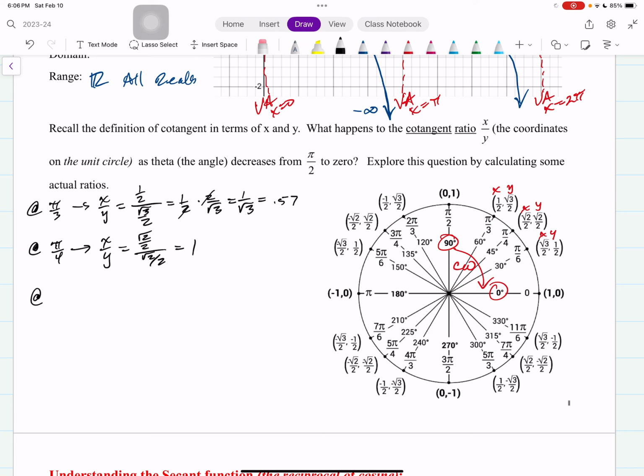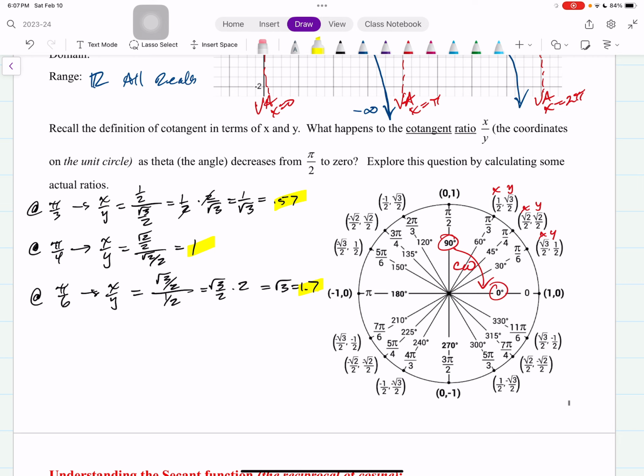And then at pi 6, the ratio of x to y is equal to root 3 over 2 divided by 1/2. Here, if you take root 3 over 2 times the reciprocal, 2 over 1, the 2's cancel, giving you root 3, which is about 1.7. So if you take a look at your answers here, and you look at the ratios of x to y, you'll notice that it keeps getting bigger and bigger.